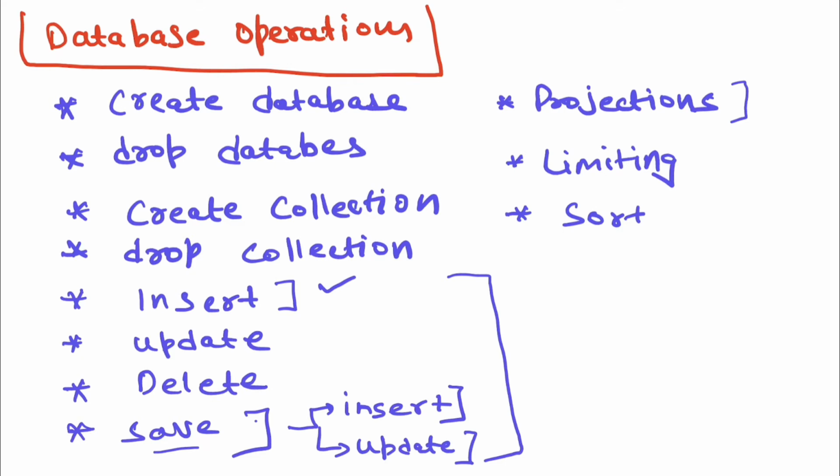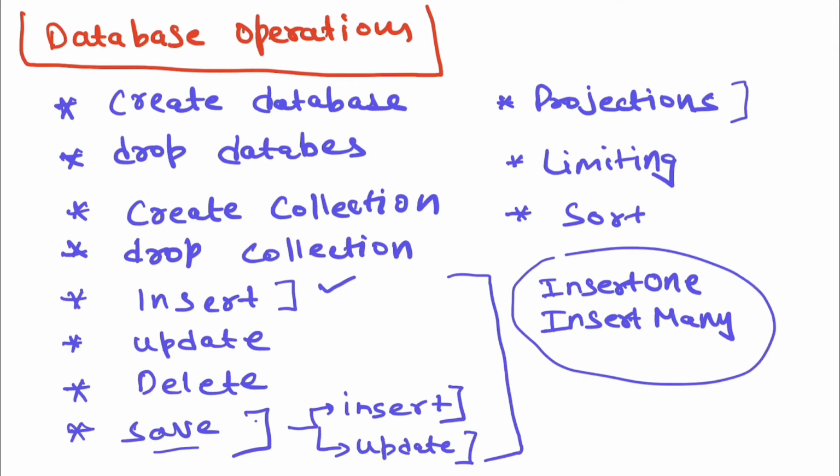If you want to insert only one record, there is an insert one function available. If you want to insert many records, there is an insert many function available. Similarly with update and delete: update one, update many, delete one, delete many, save one, save many. These are additional functions where you just want to ensure whether you are inserting only one document versus many documents. You can use either of these ways, it's fine. It depends on what you want to ensure within your project, and you can use the appropriate function. So these are all the basic operations supported within the database: creating databases, creating collections, inserting, updating, deleting, saving, projections, limiting, and sorting. Okay, so this was about database operations.